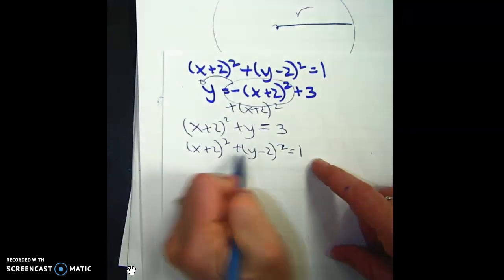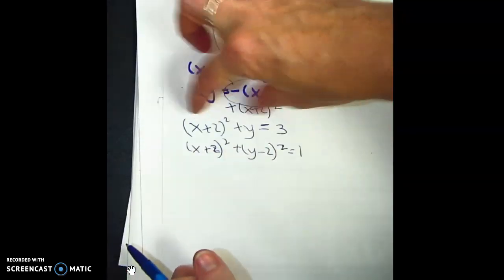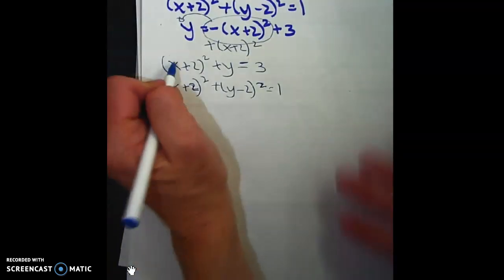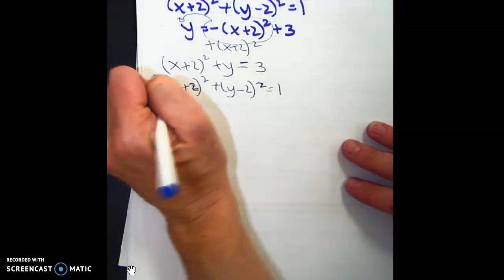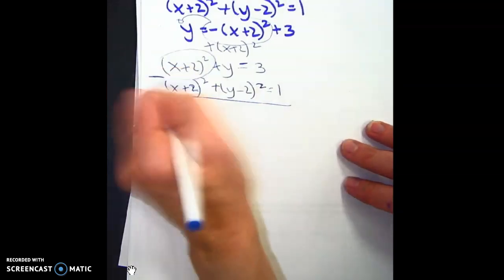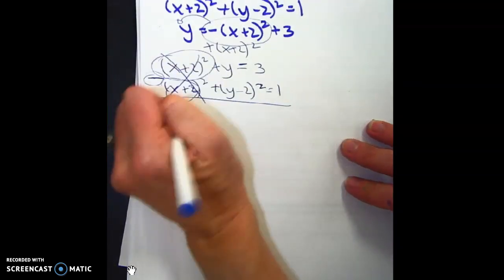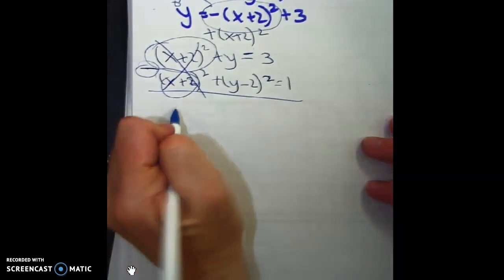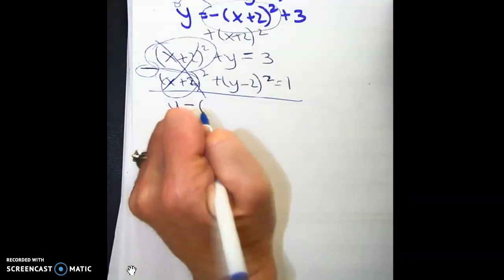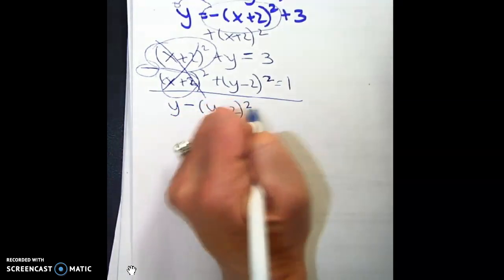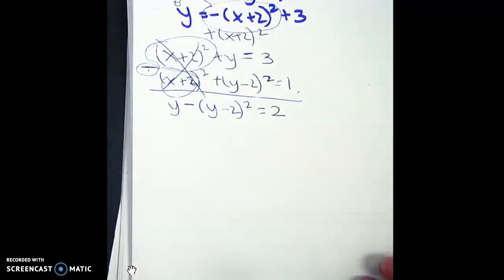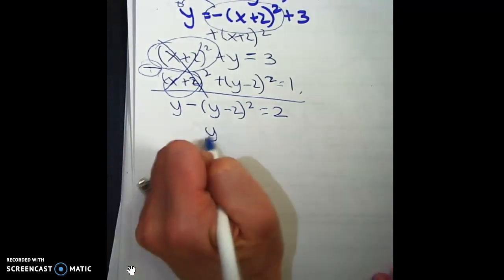On the Google Classroom, I put this one on top and that one on bottom. But you'll end up getting the same answer, so don't worry about it. So now I look, these two are opposite. If I subtract this minus this, that's gone. So that's what I'm going to do. And then I'm going to go y minus 2 squared equals 3 minus 1 is 2. Okay? So I'm going to box this out.